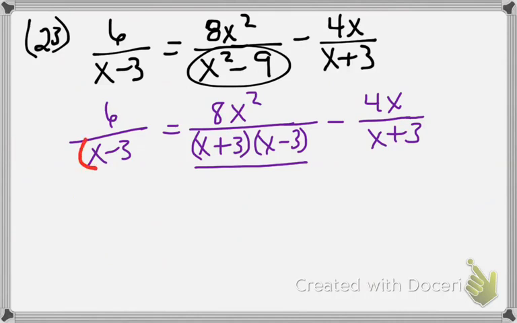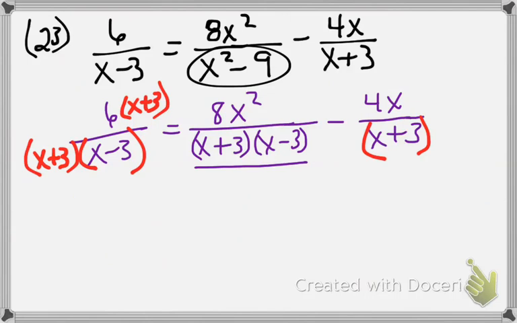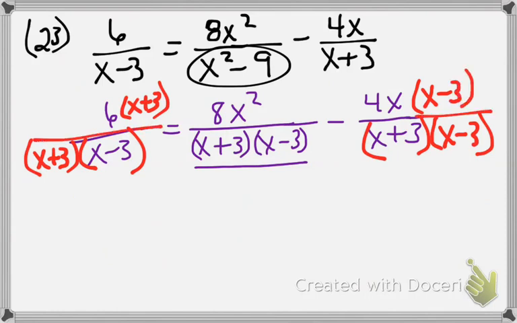So if I look at this first one, I have the x minus 3, but I don't have the x plus 3. So I have to put x plus 3 in the bottom, and I have to multiply by x plus 3 in the top. Then on the far right fraction, I have the x plus 3, but I don't have the x minus 3. So I have to multiply by x minus 3 in the bottom and in the top. So this is going to totally change my problem.